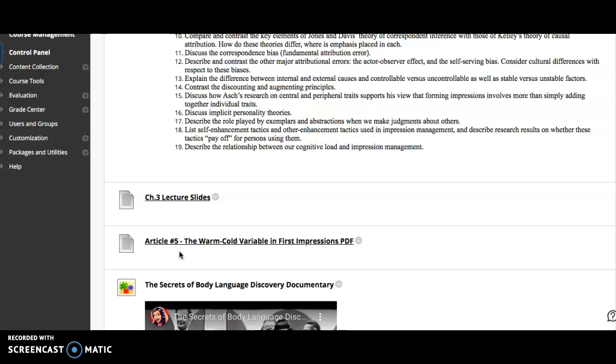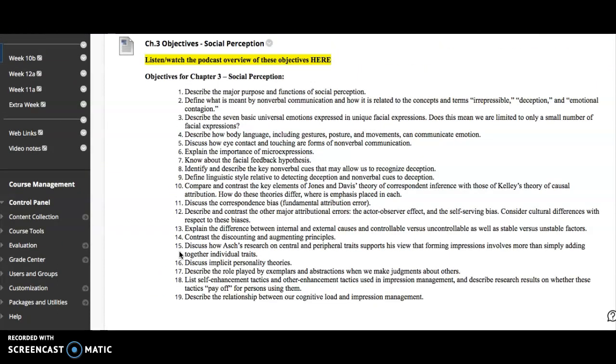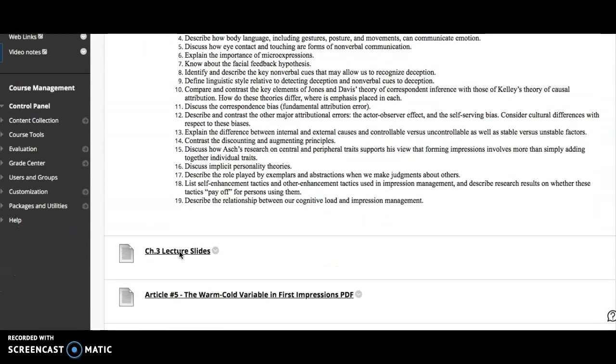You're going to want to read chapter 3 as well as read article 5, the warm-cold variable in first impressions. So in chapter 3, we're dealing with social perception. One piece of social perception is how we are perceived by others, and a big portion of that can be first impressions, when we're first meeting people and they're developing their ideas about us and making judgments and inferences off of our behavior.